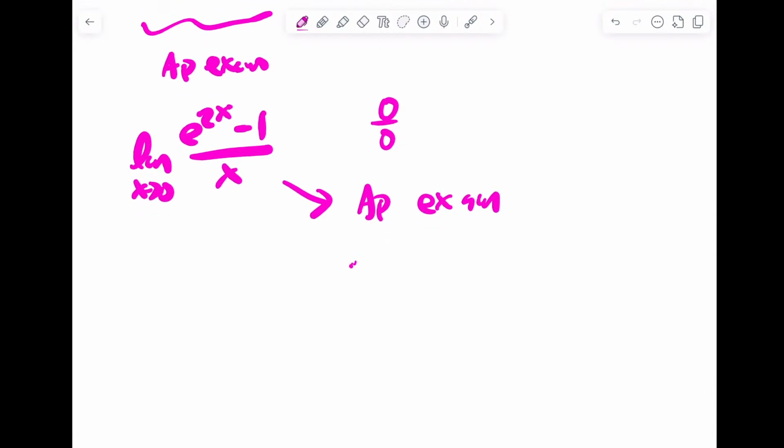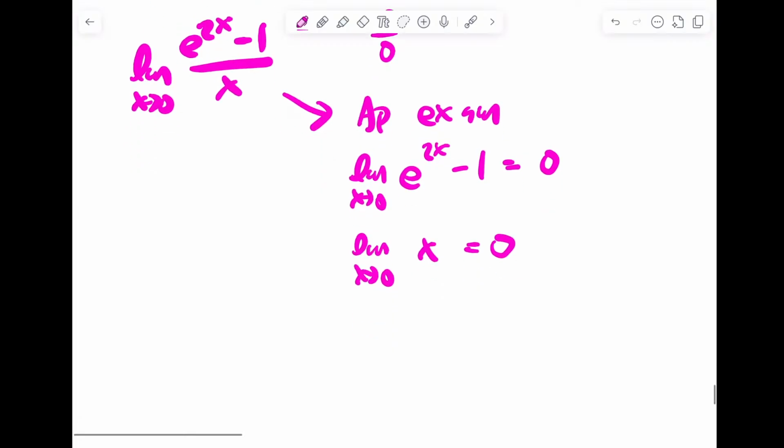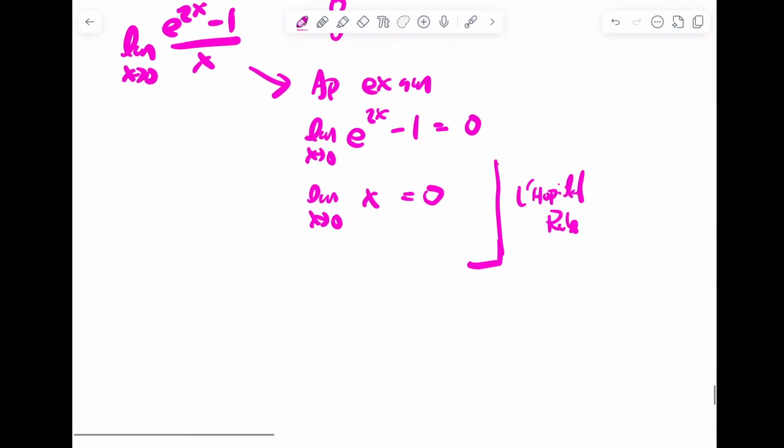The AP exam says you have to say the limit as x approaches 0 of e to the 2x minus 1 is equal to 0, and the limit as x approaches 0 of x is equal to 0. Even though that's a very simple calculation that we know is 0 over 0, you have to write it out. And then you say, okay, now you can use L'Hopital's rule.